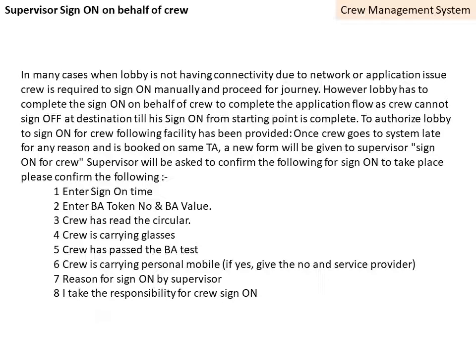The network may fail in the lobbies. This is a continuous process, and whenever the network fails, the train may be late. So the following data is to be submitted to the loco supervisor, and the loco supervisor will feed it into the loco supervisor console as I showed previously: what the available times are, the BA token number, whether carrying glasses or not, and any other phone number available. Those records can be collected and fed in by the loco supervisor.